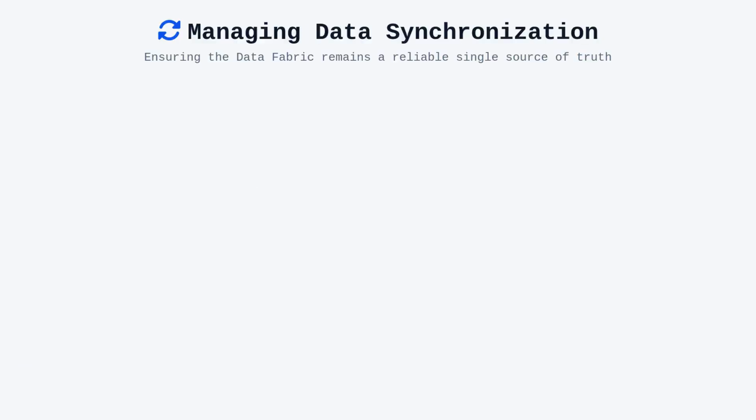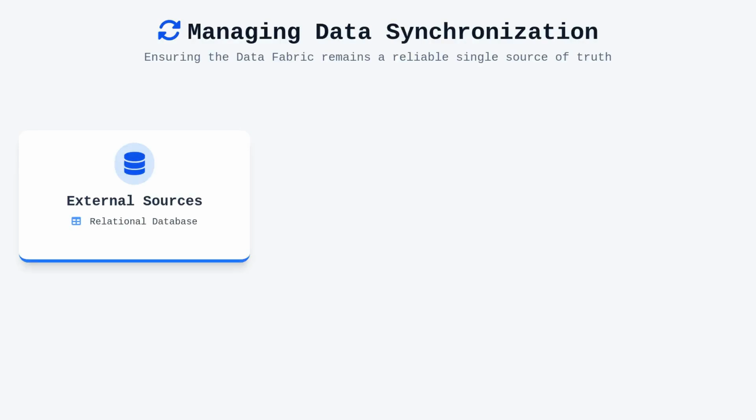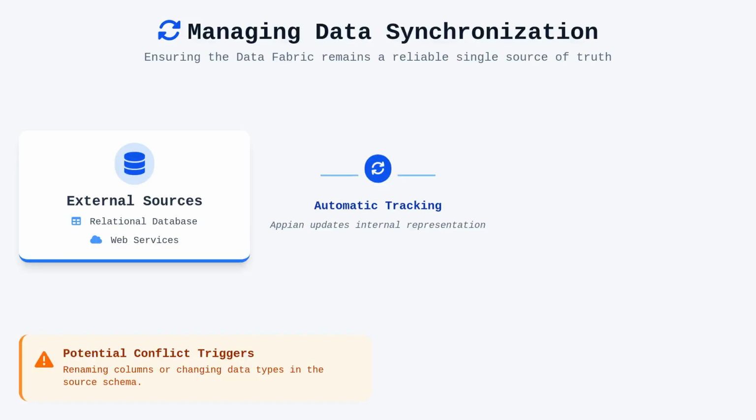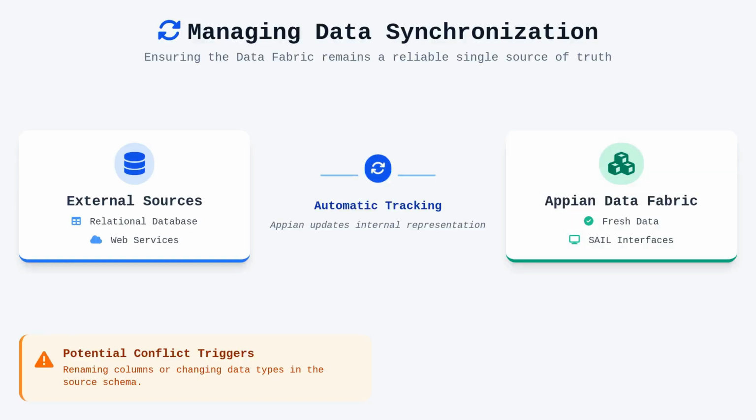To enable and maintain this sync, you need to be aware of the source changes and potential synchronization errors. When you toggle the sync feature on a record type, Appian begins to track the data from your source, whether that is a relational database table or a web service, and updates its internal representation automatically. However, schema changes at the source, such as renaming columns or changing data types, can trigger synchronization errors that you must address to keep the data fresh.